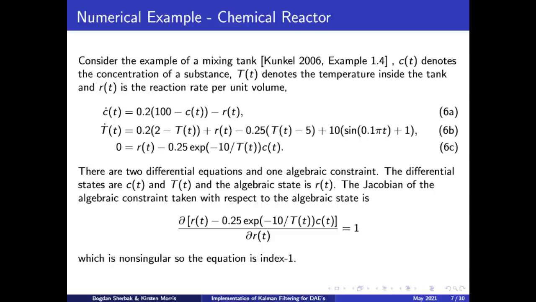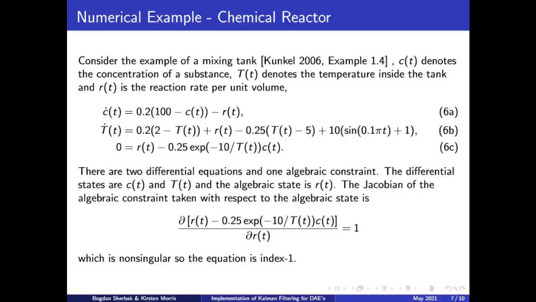Here we have an example, a model of a mixing tank with three states: concentration, represented by the lowercase letter c, temperature, represented by the uppercase letter T, and reaction rate per unit volume, represented by the lowercase letter r. The reaction rate per unit volume is the only algebraic variable in this model. This system of equations is semi-explicit.